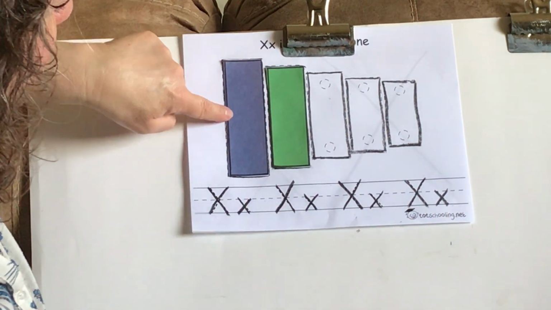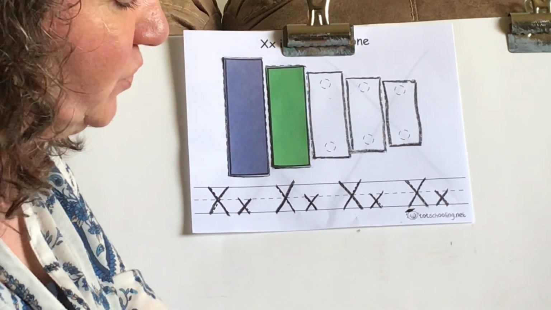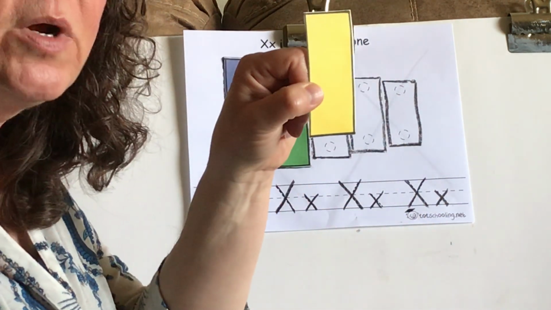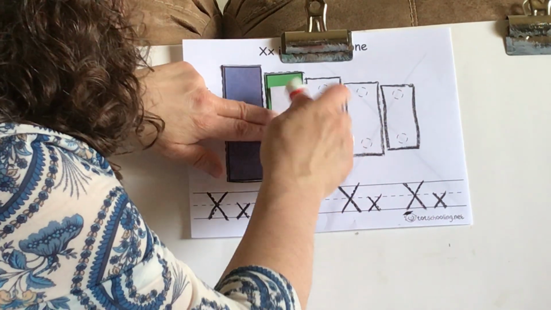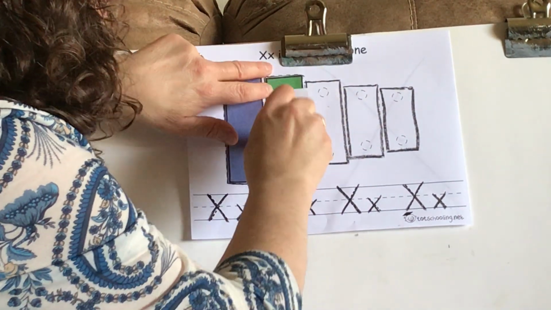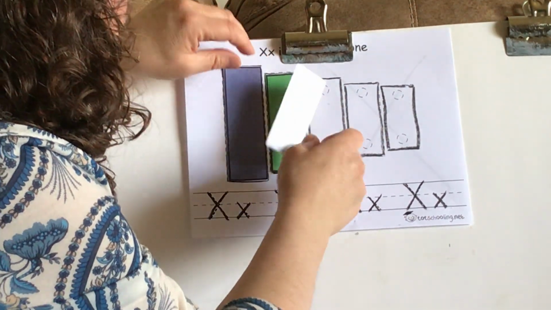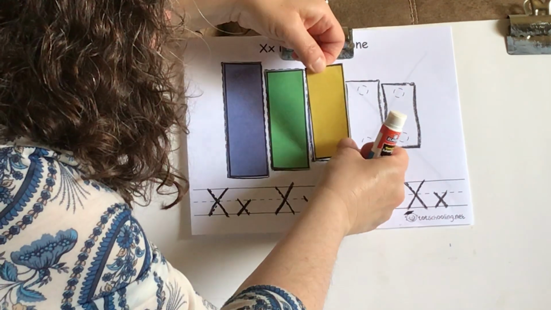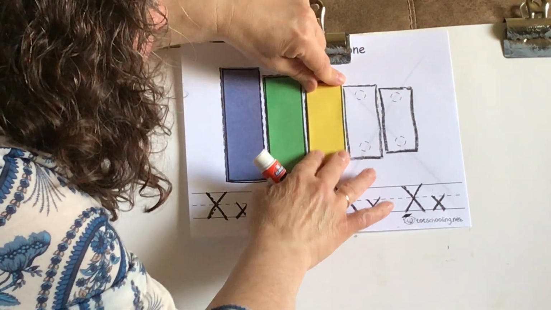Okay, so we have blue and green, and look at your other ones and find the next biggest one, and that would be this color. What color is that? Yellow. Good. Okay, so we'll put our yellow on here. Spread your glue around. Make sure you go to the edges so it sticks. And press that one on. Okay, press it on real good.